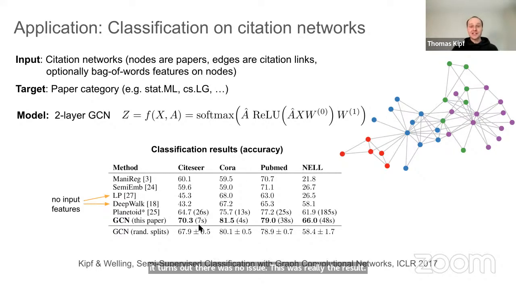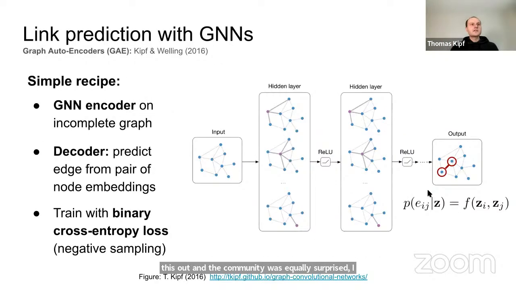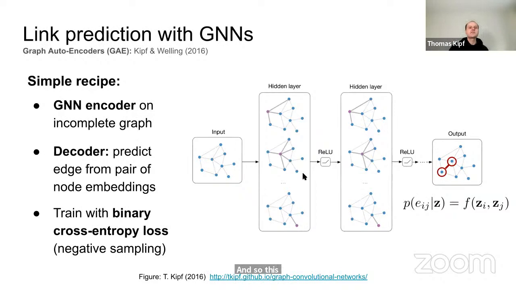And it was also significantly faster. It runs in just mere seconds on these smaller graphs, and maybe in a minute on this million node graph. So this was a really surprising result. And when we got this out, the community was equally surprised, I think, and it got a lot of attention. This was one of the first signs of life we had.